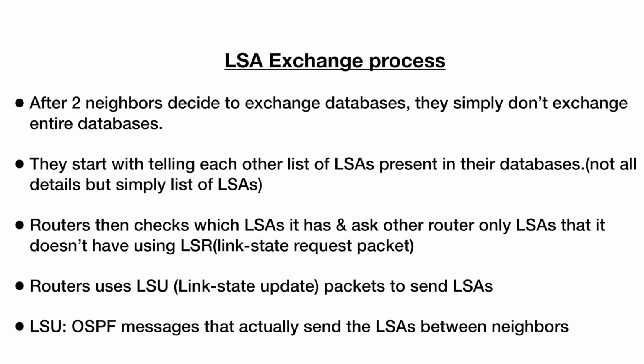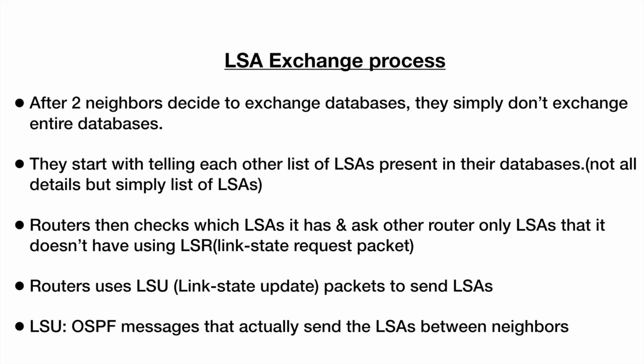In summary, one more time: two routers become neighbors, and then they start telling each other the list of LSAs present in their own databases. Each router goes through a checklist, saying, okay, I have this one, this is what I'm missing. Once a router realizes which LSAs are not present in its LSDB, it requests the neighbor router to send those LSAs using an LSR, a link state request packet.